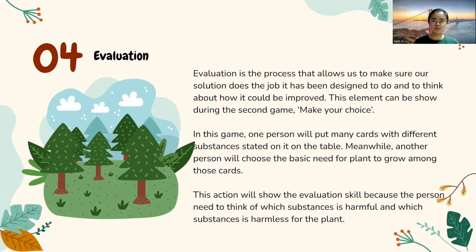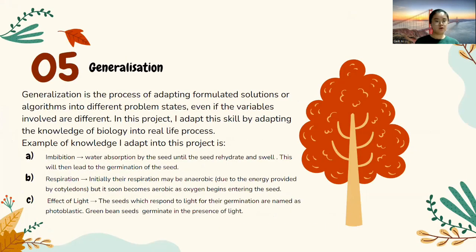In this game, one person will put many cards with different substances stated on them on the table. Meanwhile, another person will choose the basic needs for a plant to grow among all those cards. This action will show the evaluation skill because the person needs to think about which substances are harmful and which substances are harmless for the plant. And now the fifth computational thinking skill, which is generalization.